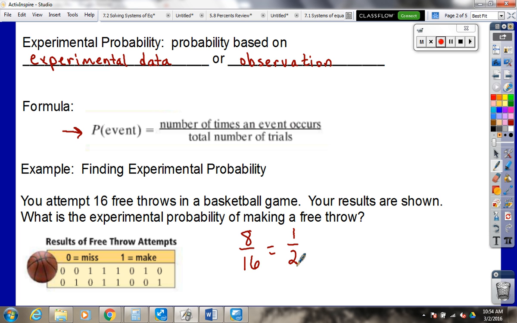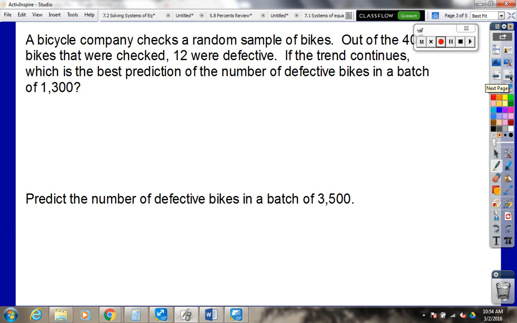Any questions about that? Okay, let's move on to the next problem. This one's slightly different. A bicycle company checks a random sample of bikes. Out of the 400 bikes that were checked, 12 were defective. If the trend continues, which is the best prediction of the number of defective bikes in a batch of 1,300?